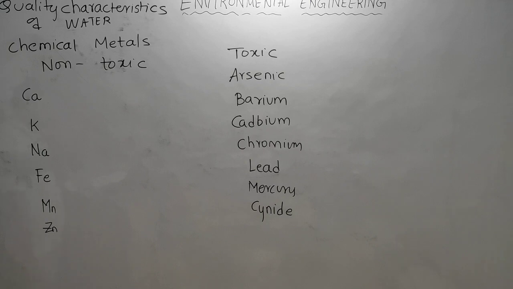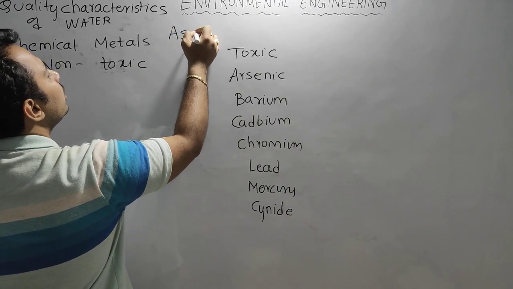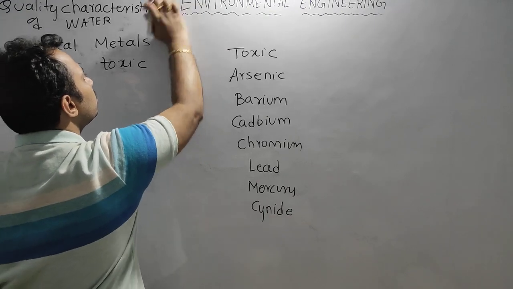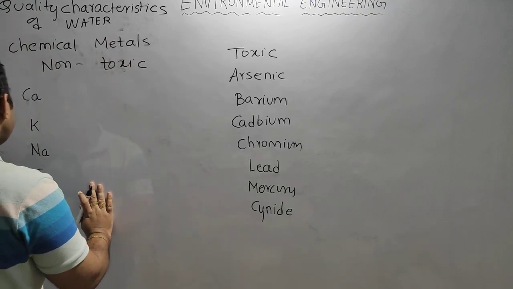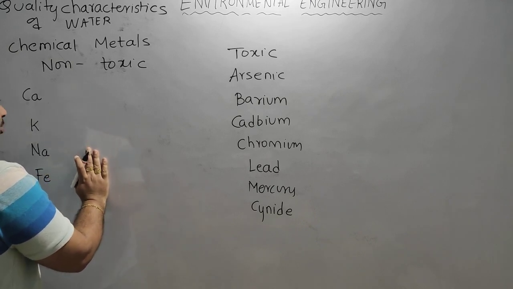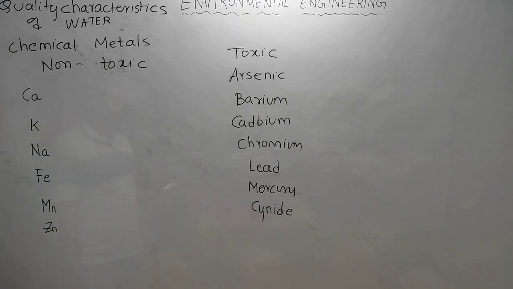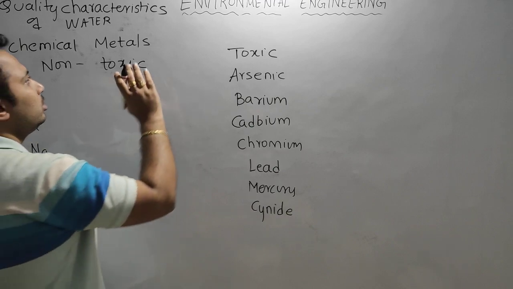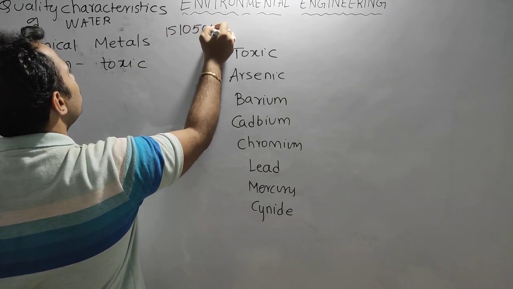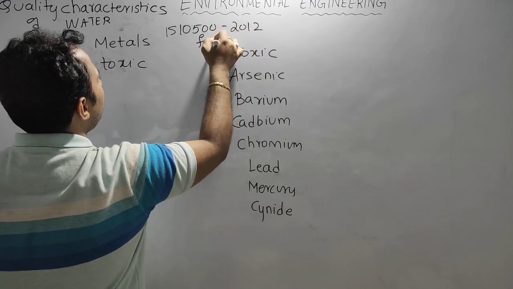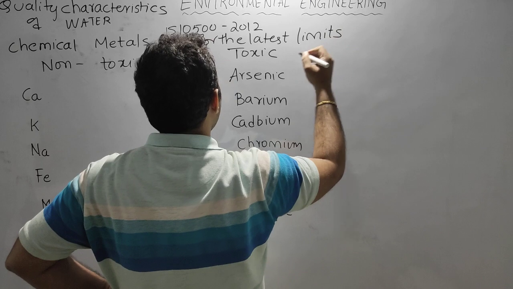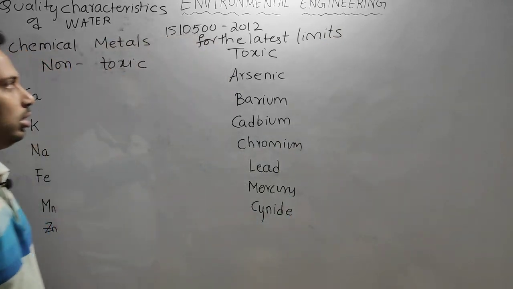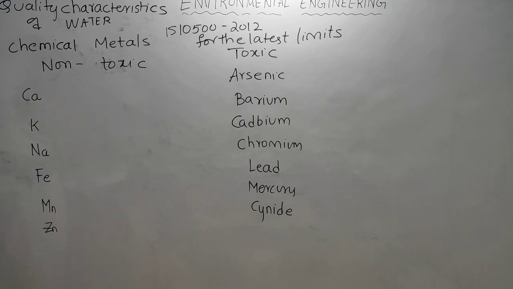See here, the limits we can refer to in IS 10500. All the toxic metal limits and all the non-toxic metal limits are not needed. Whatever is important for the examinations, those limits I will specify. The rest of the limits are not needed. If you want the limits of all, you can refer to IS 10500 2012 for the latest limits. If you want to learn all the limits of toxic and non-toxic metals, you can refer to the code IS 10500. In that everything is given.